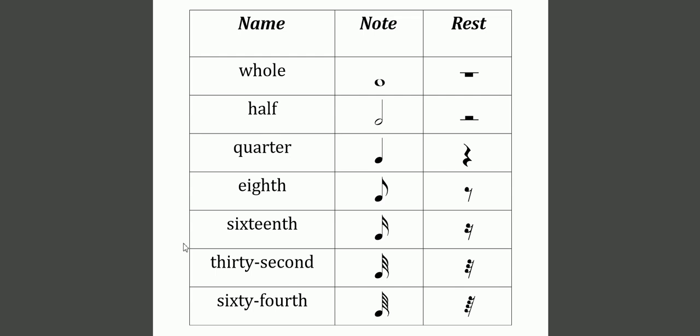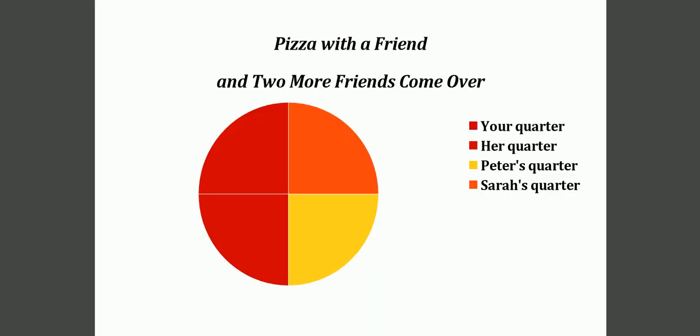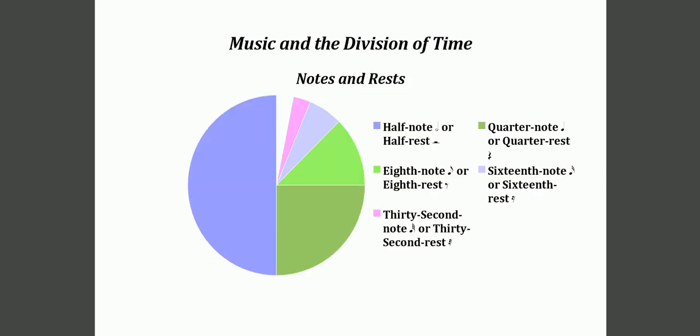And here we see them once again. It was very much like going over and having a pizza with your friend. If there were only two of you, you would each get half. If two more friends came over, you would cut your pieces in half and each have a quarter, and so on. Time was very much like that with music.